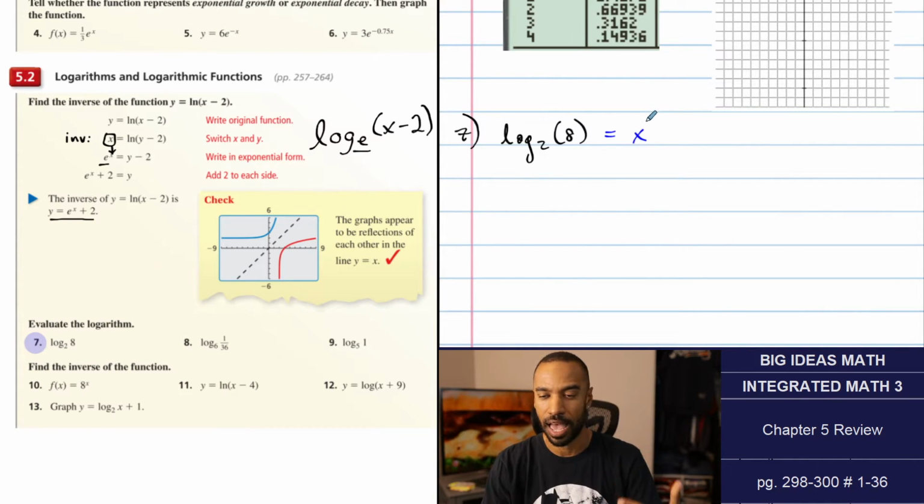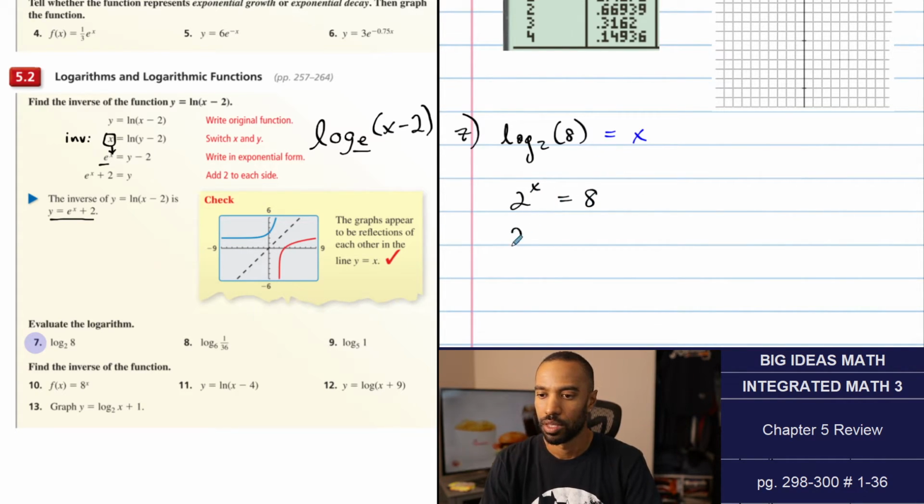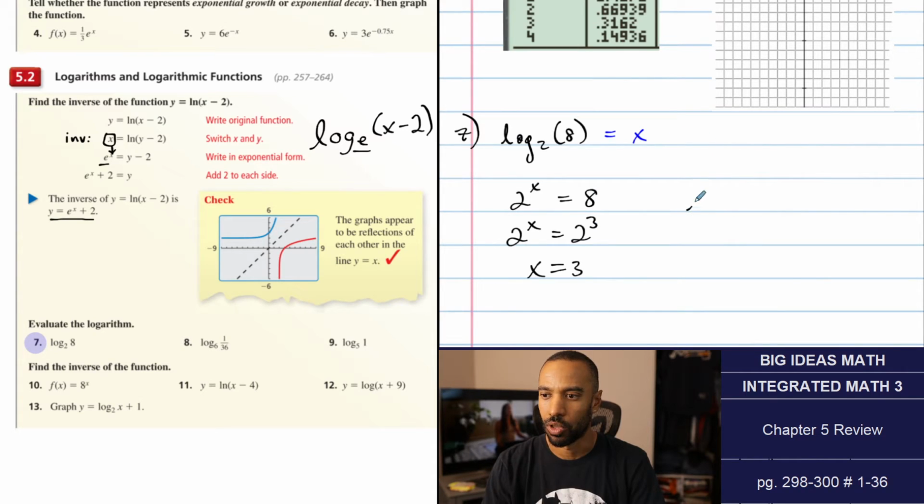Take a look at what they have in the example problem, or what I mentioned in the example problem. 2 is the base, x is the exponent. Remember, result of a log equation is the exponent. 2 to the x equals 8. This is what we're asking ourselves. 2 to what power is 8? 8 is 2 cubed, so as these bases match, x would equal 3. Therefore, the log base 2 of 8 is 3.